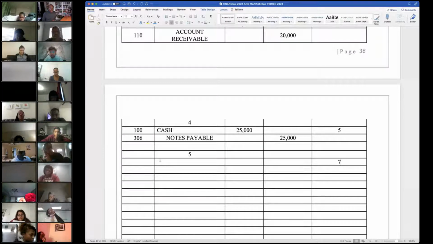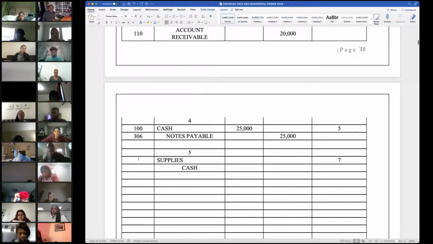And when we begin to pay cash out, cash is always going to be what? Credited. We're going to debit the asset that was purchased, in this case. And so what was purchased? Supplies. We bought supplies. What's our account number for supplies? 130.